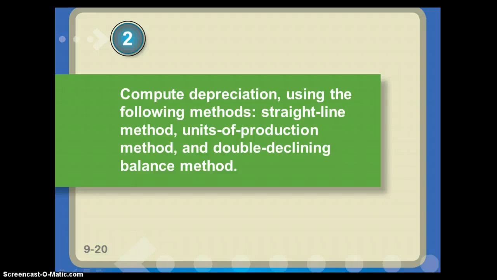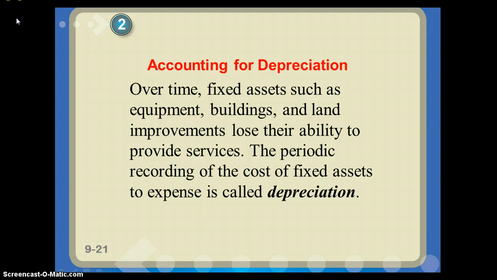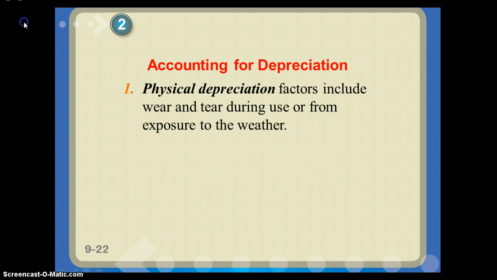The second goal of Chapter 9 is to compute depreciation using the following methods: straight line, units of production, and double declining balance. Depreciation is the loss of value of an asset over time. We record that periodically in relation to our fixed expense as depreciation.